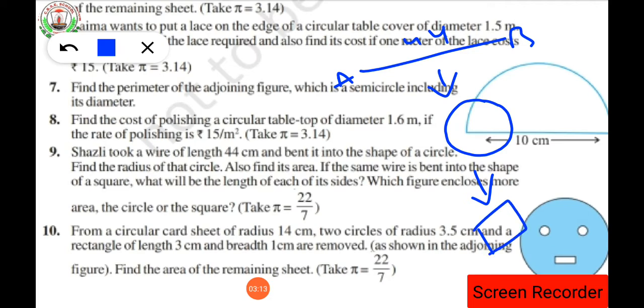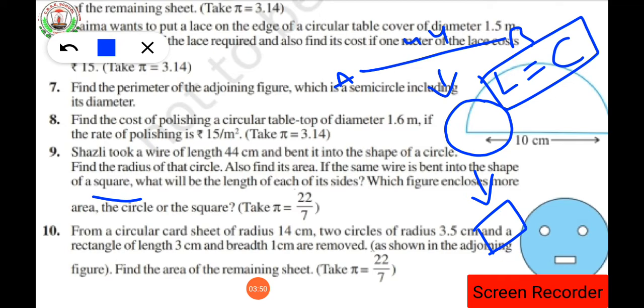Clear everyone now? 44 centimeter length of the wire is rebent into the shape of a circle. Okay, then after that we have to again rebend the same wire into the shape of a square. Clear? Now as we know, the length of the wire will be equal to the circumference of the circle. This condition is to be understood by you people, why it is so. Since the length acts as a boundary, isn't it? Length of the wire will act as a boundary for the circle.